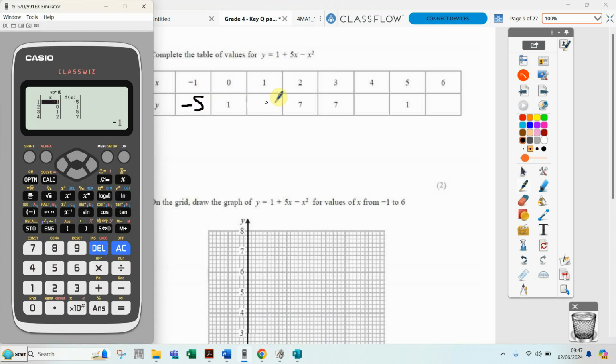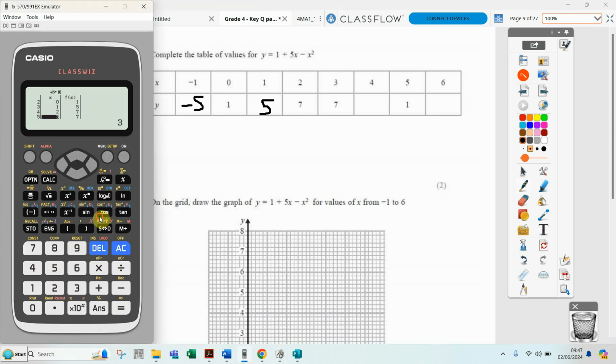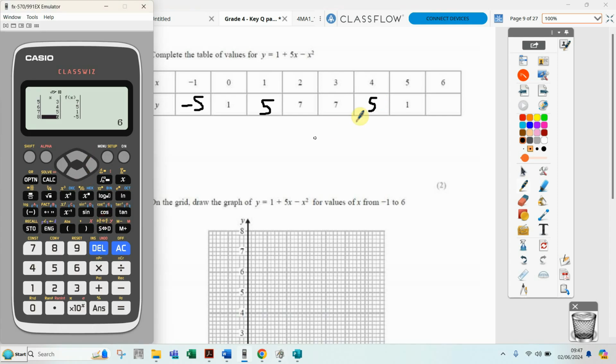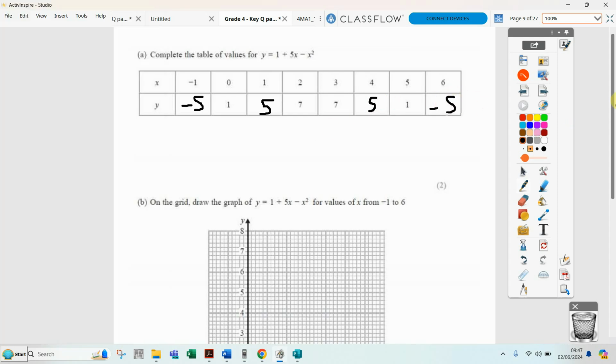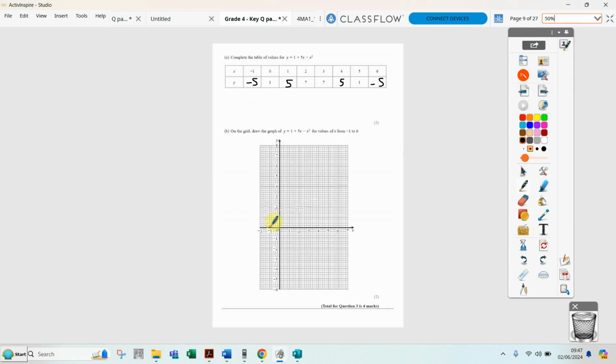0 is 1, 1 is 5, and then when it goes to 4, 4 should be 5. And one more, 6. 6 should be -5. Okay, so once you've copied all the values, that's great. Then we just need to plot them on the graph using a ruler. Sorry, not using a ruler, using a pencil.